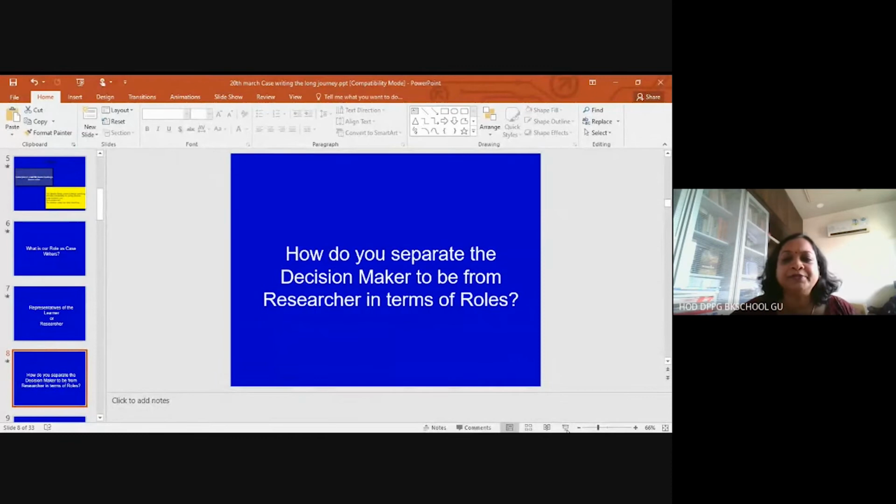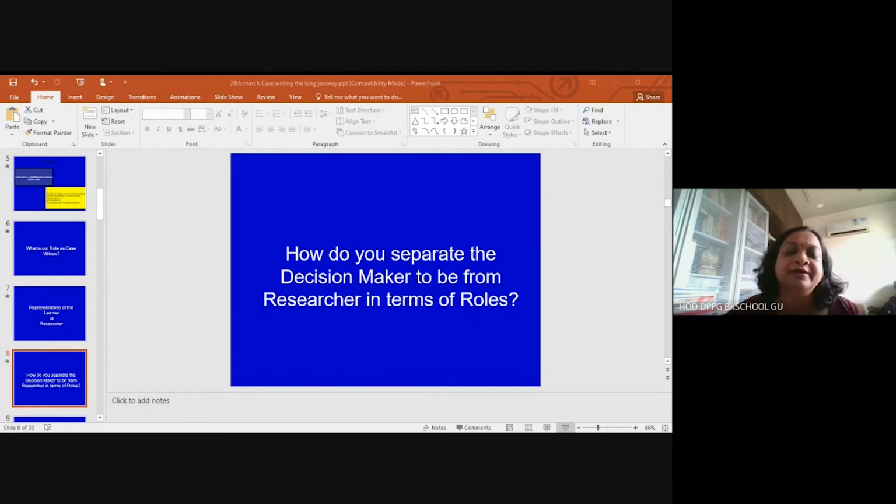So friends, so far what we have tried to discuss is how, as a case writer, you are going to deal with the situation, or how as a case writer you are going to be with the people, maybe a facilitator, maybe a writer, maybe a learner, maybe a decision maker, or whatever may be the roles that you are trying to assign to them. Okay, that would be very, very important. So how do you separate the decision maker from the researcher in terms of roles? That is a very, very important aspect. So let us look into what is a decision maker and what is a researcher.